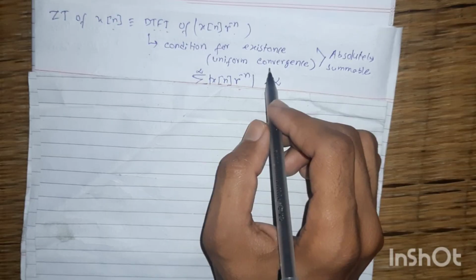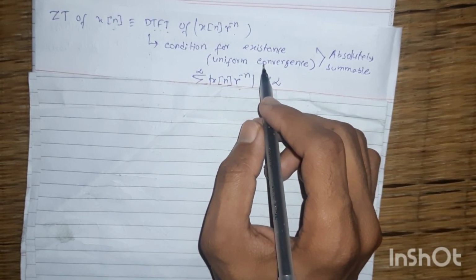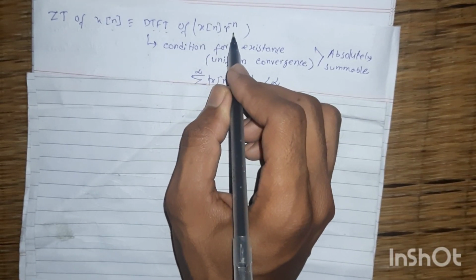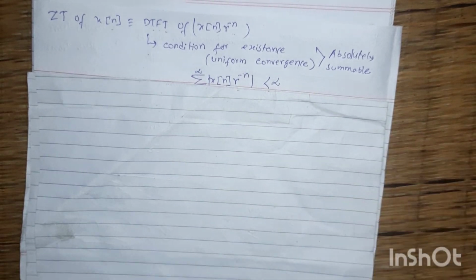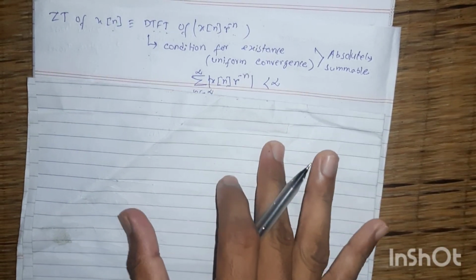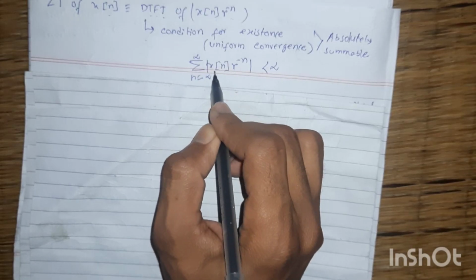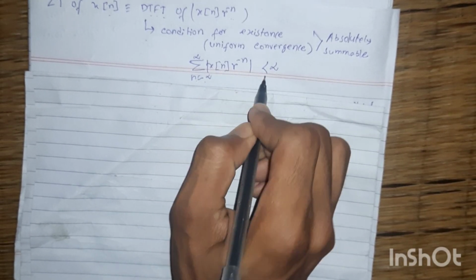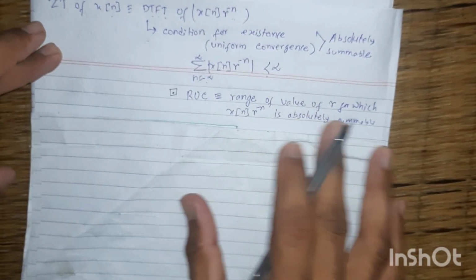Condition for existence, like discrete time Fourier transform existence, is uniform convergence. This is the condition for the existence: this x of n r raised to the minus n, this is the time domain signal, must be absolutely summable. Absolutely summable means the summation of the modulus of this time domain signal from minus infinity to infinity must be less than infinity.